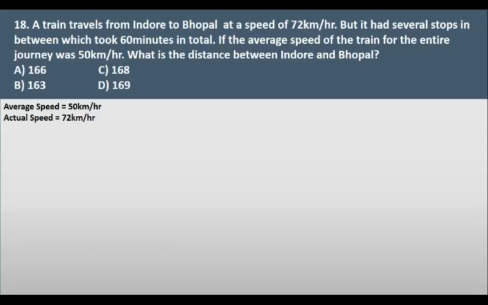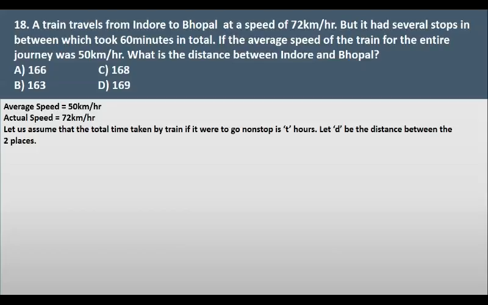The approach to the problem in this case would be to consider two equations. That is, one of the average speed and the other one under the usual speed condition. So let us assume that if the train were to move non-stop, it would take a total of t hours. And let us also assume that d is the distance between both the places. We know that speed is equal to distance by time.